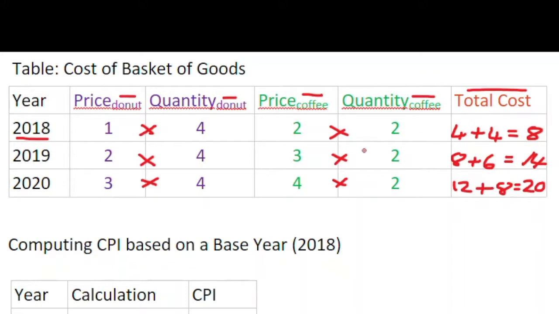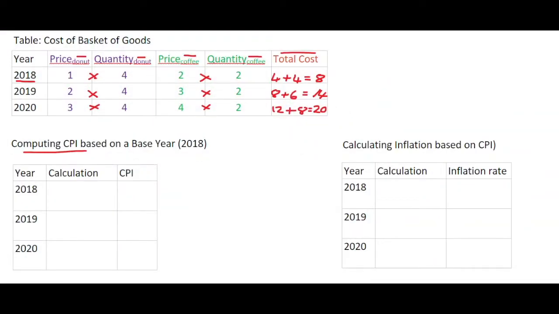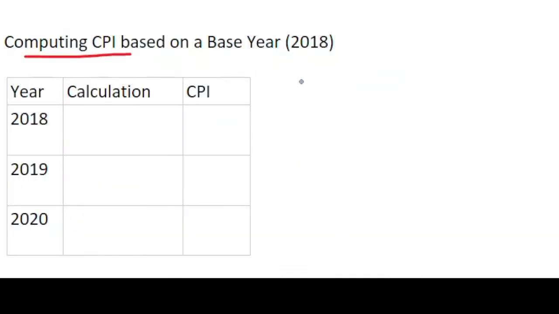What we have to then do is move on to computing the CPI. So how do we go about doing this? Well, for the CPI, what we need is a formula. And the formula is as follows. So CPI is equal to the cost of a basket of goods and services.